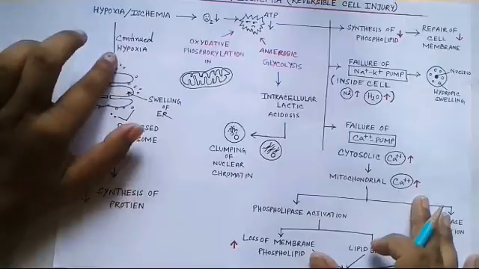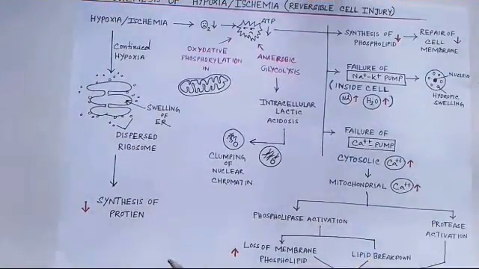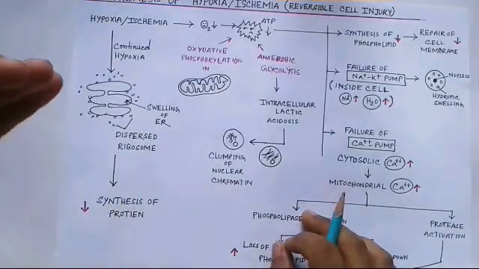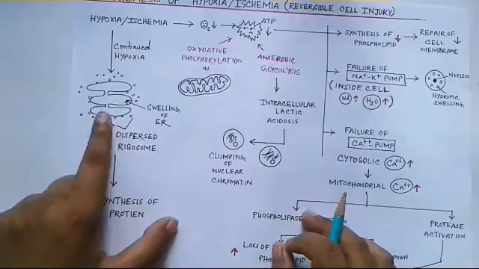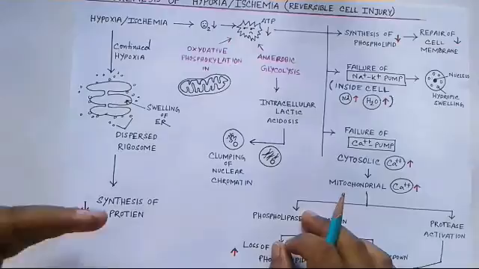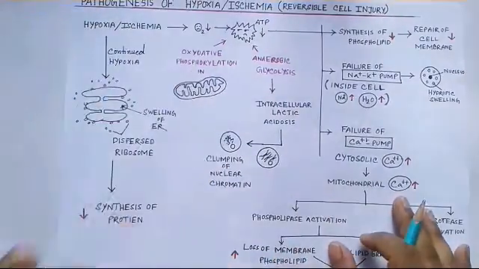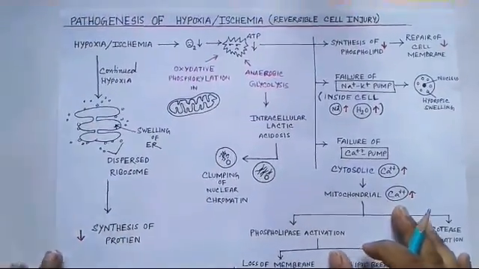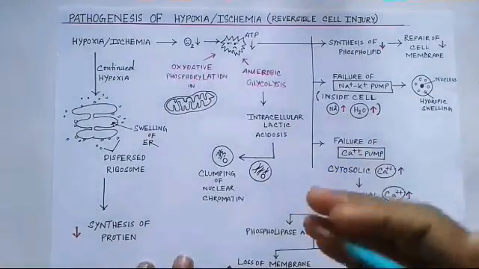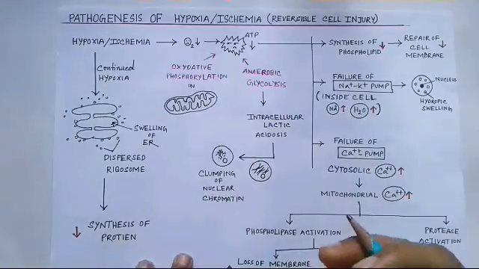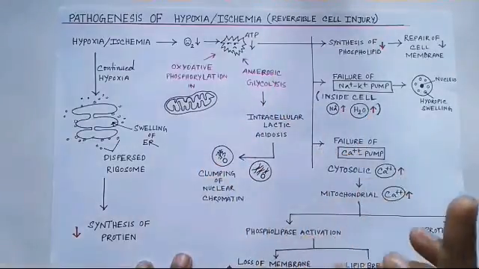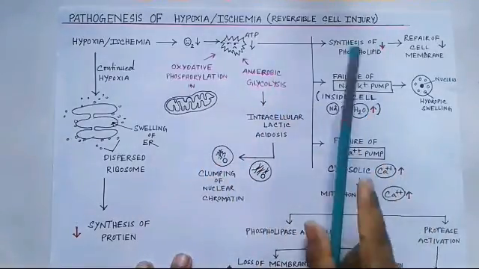Now, continued hypoxia will create swelling of the endoplasmic reticulum. So the ribosomes which were attached to the wall of the endoplasmic reticulum will be dispersed. For this reason, synthesis of protein also decreases. Now, hypoxia and ischemia can be reversible in nature only if oxygen and blood are restored within time. But if the hypoxia stays for a prolonged time, it can be converted to irreversible cell injury and cell death will occur.